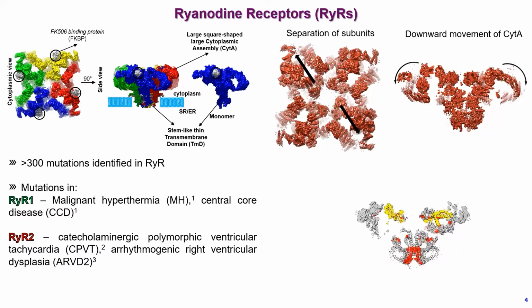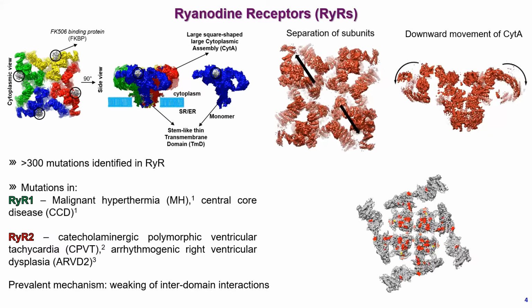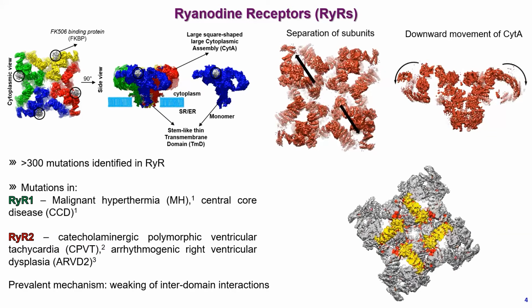Some mutations are present at interdomain interactions, and so the prevalent mechanism, that is weakening of interdomain interactions, is a viable explanation. However, for other mutations which are located within a particular domain, such an obvious explanation is no longer suitable.